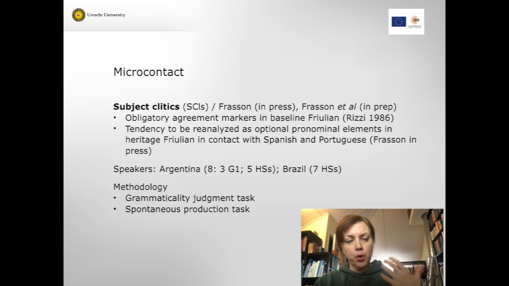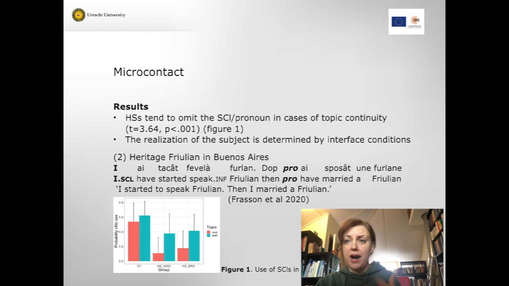We gave grammaticality judgment tasks and spontaneous production tasks. We listened to really hours and hours of spontaneous conversation. What we found is that heritage speakers are going pro-drop. They tend to omit the subject clitic pronoun in case of topic continuity. Again, topic continuity. So the realization of the subject is determined by interface conditions, not the same that are used by monolingual speakers, new conditions.